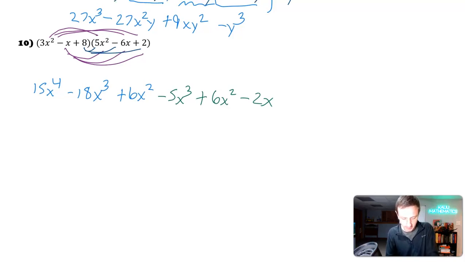8 times 5 is 40x squared. 8 times negative 6x is negative 48x, right? 6 times 8 is 48. And then 8 times 2 is 16.